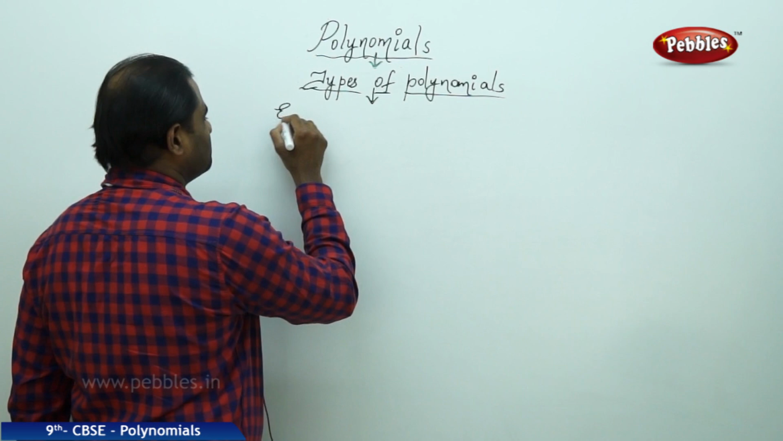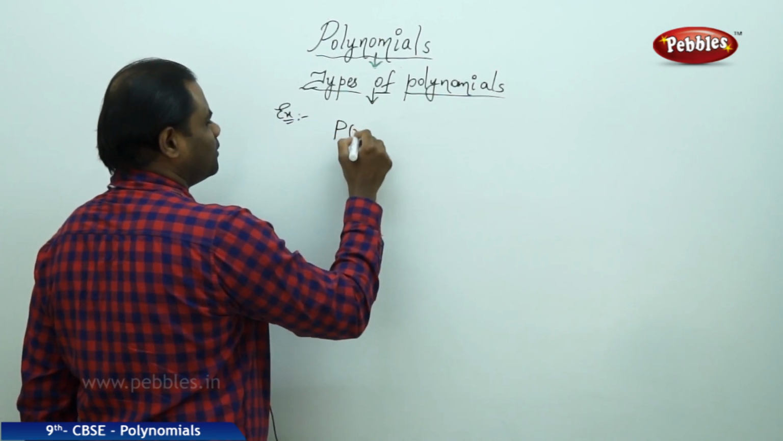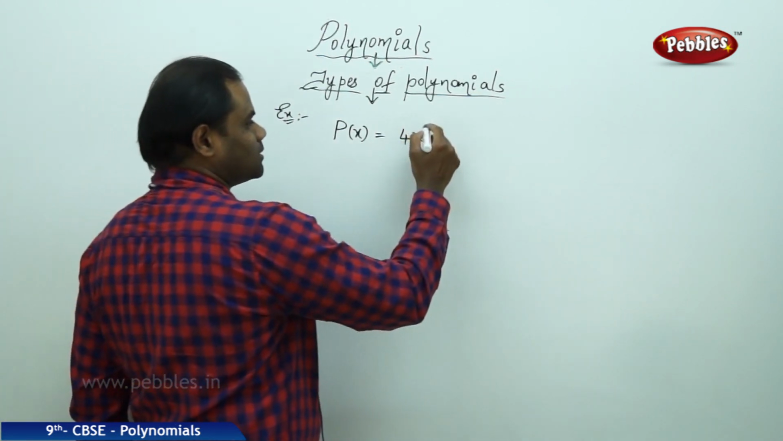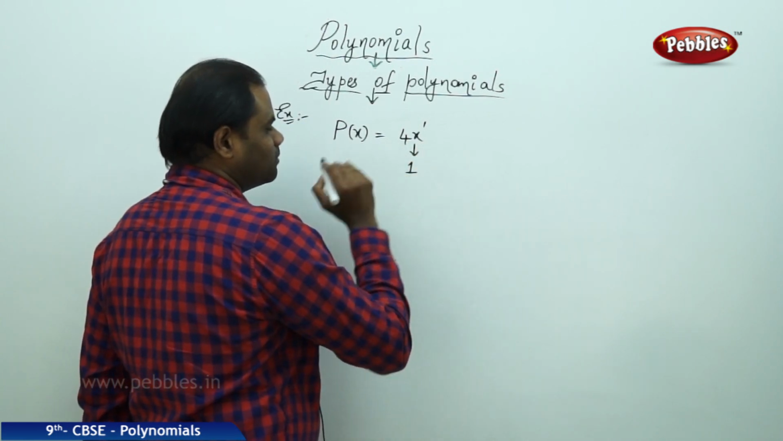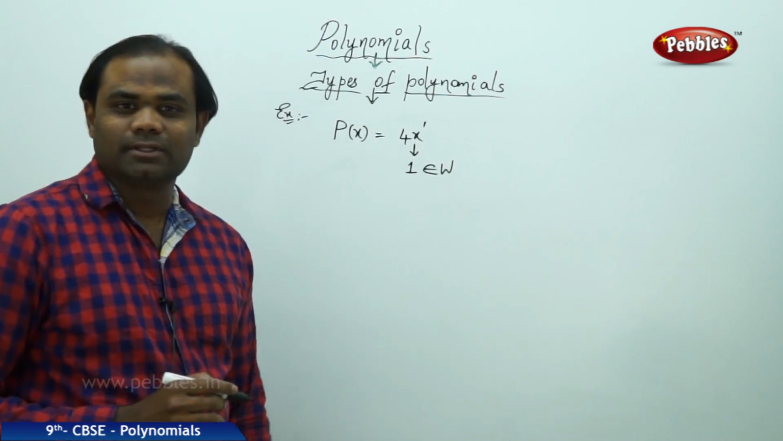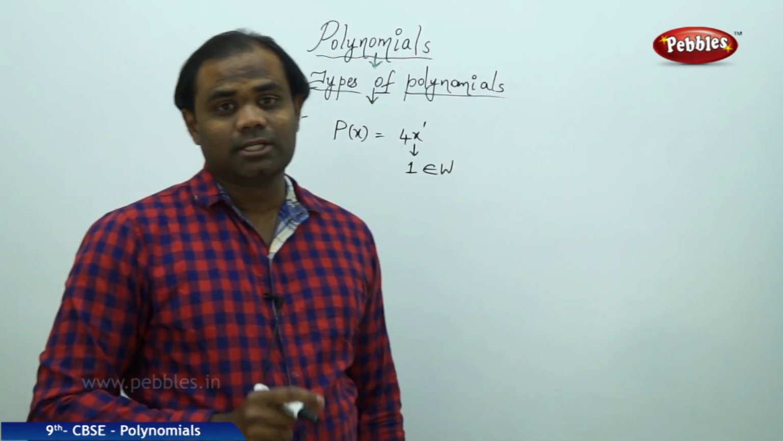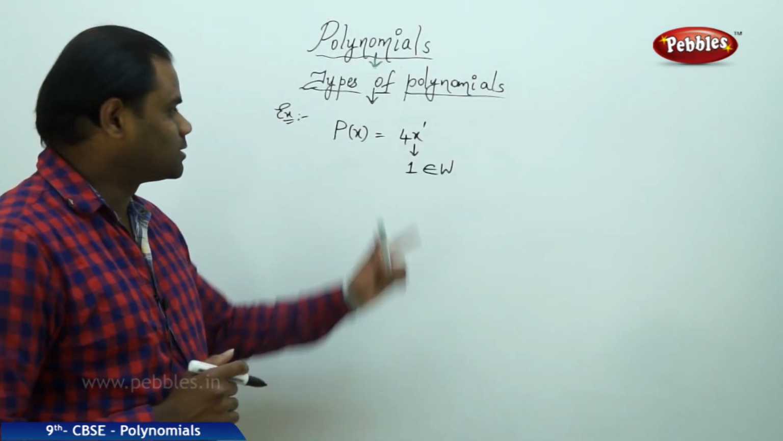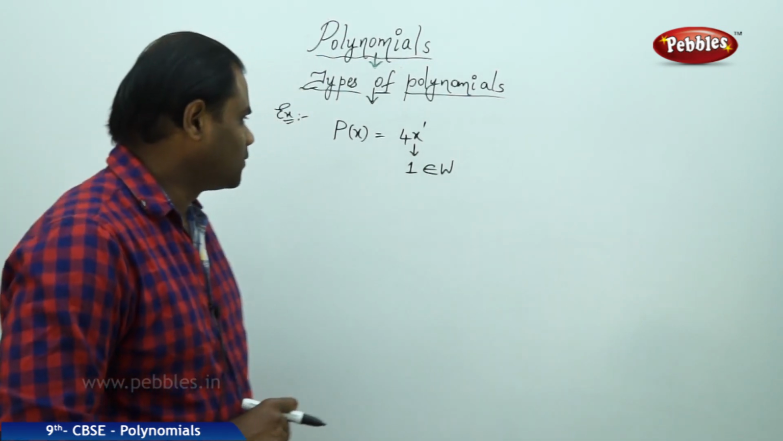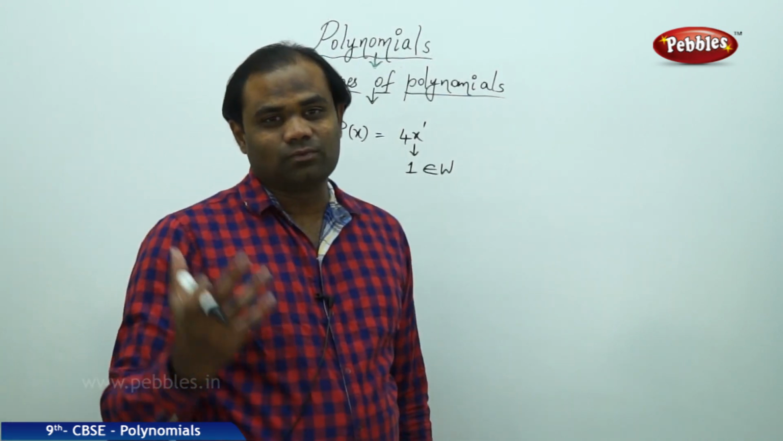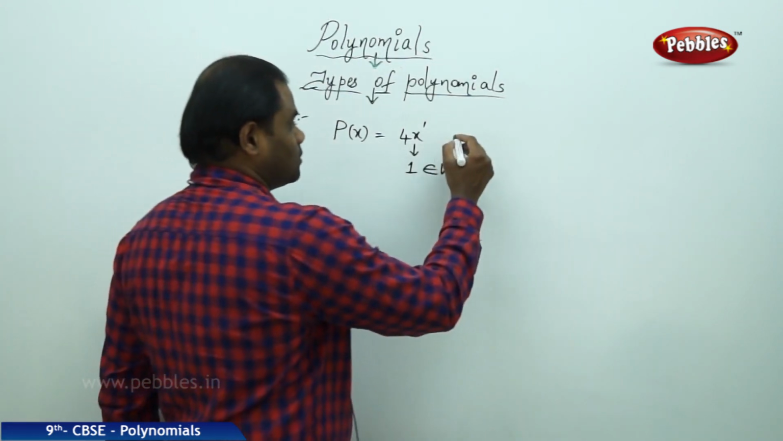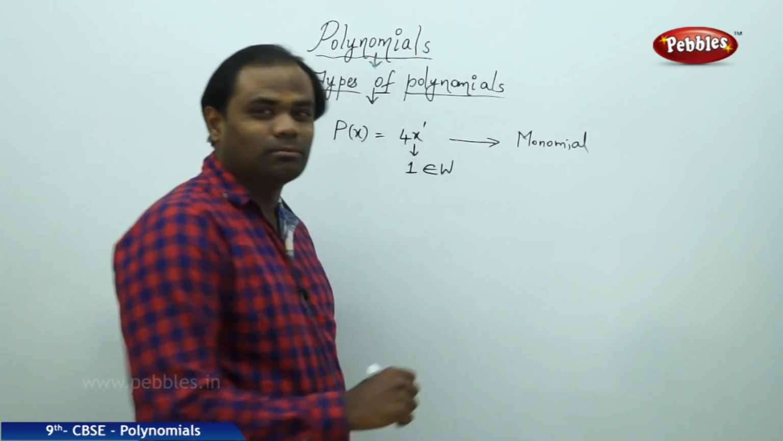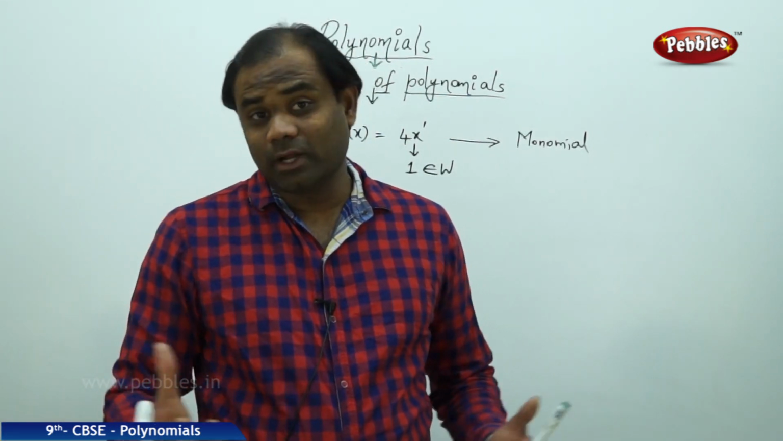So let me take, for example, a polynomial P of x equals 4x. Surely this is a polynomial because the power of the variable is 1, which belongs to whole numbers. Therefore, P of x is a polynomial. Specifically, P of x is a polynomial of one term. There's only one term out here, which is what we need to notice. Now, in this case, any polynomial which has one term has got its specific name, which is called a monomial. A monomial is a polynomial which consists of only one term.